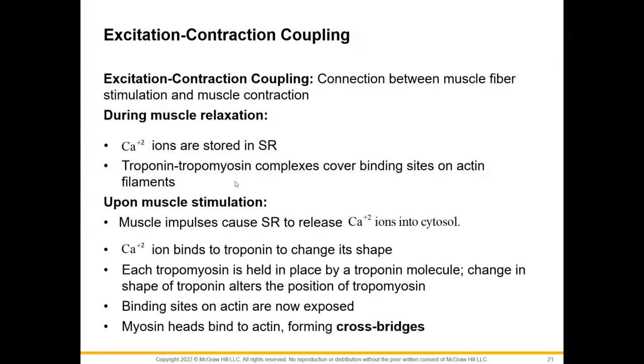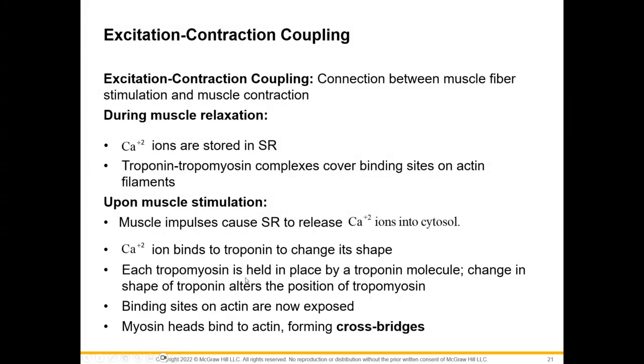Okay, and these binding sites are where the heads of myosin can reach up and grab the actin and pull them together. But if the troponin and tropomyosin are covering those sites, no contraction is happening because the heads cannot reach up and grab it. Now, when you do have a muscle stimulation, the muscle impulses cause the sarcoplasmic reticulum to release the calcium ions in the cytosol. Okay, so now we're inside the muscle fiber. Calcium ions will bind to troponin to change its shape.